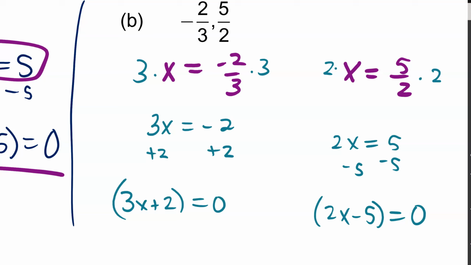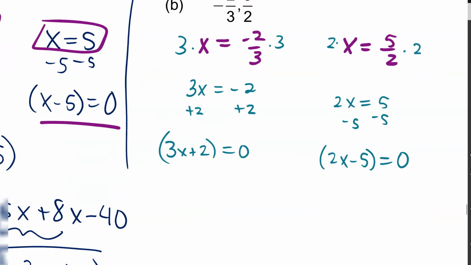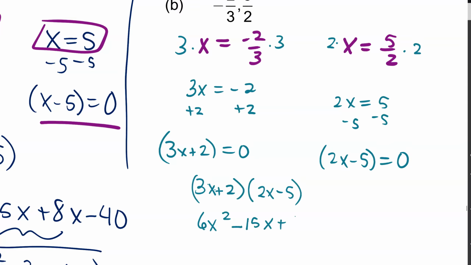So I want you to FOIL these two binomials together. See if you can figure out what the quadratic would be. So remember, FOIL. Just go through the steps: first, outer, inner, last.